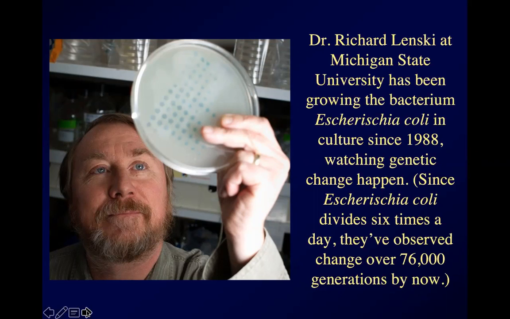So as of a few years ago, they had been able to observe E. coli changing over 76,000 generations, right? If you go through 6 generations a day, then since 1988, that's what, 30 years, works out to about 76,000 generations. That's a lot. So they can look at change over long spans.